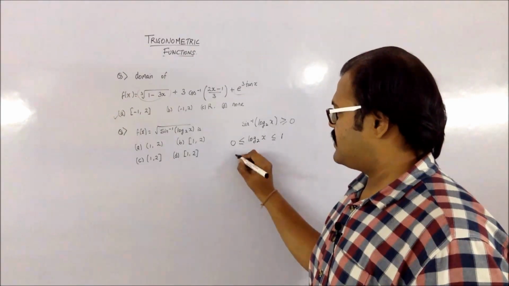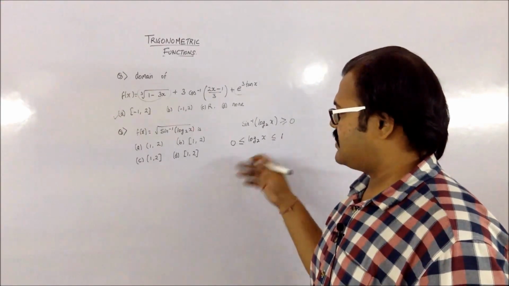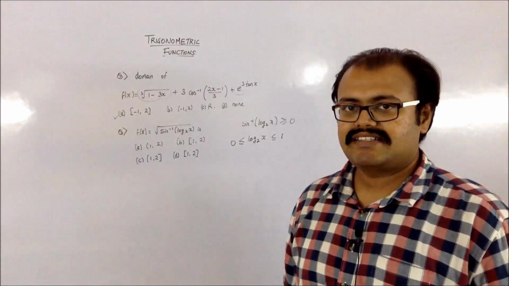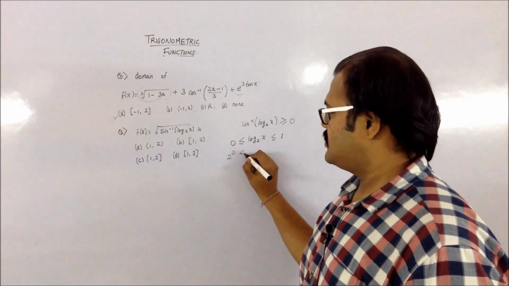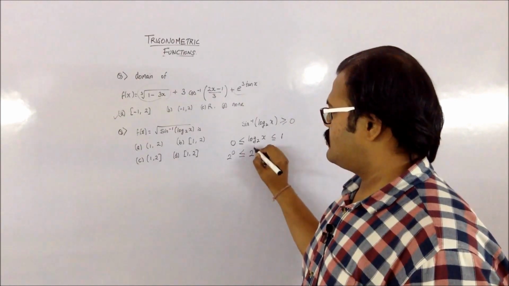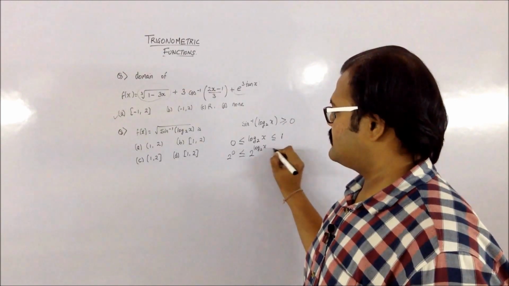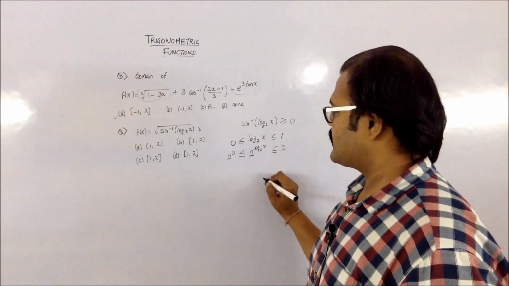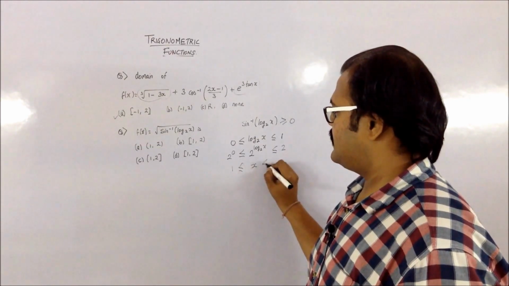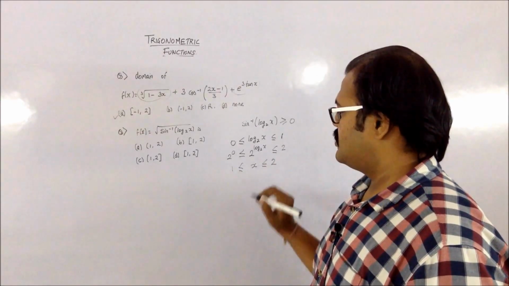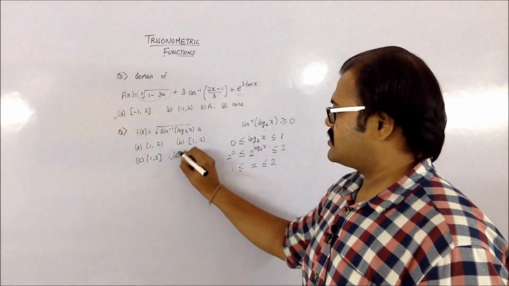So now if I am taking anti-log on both sides, or raising it to the base 2, I am getting it as 2 raised to 0 less than or equal to 2 raised to log 2x less than 2. So this becomes 1 less than or equal to x less than or equal to 2. So that's going to be basically your option D.